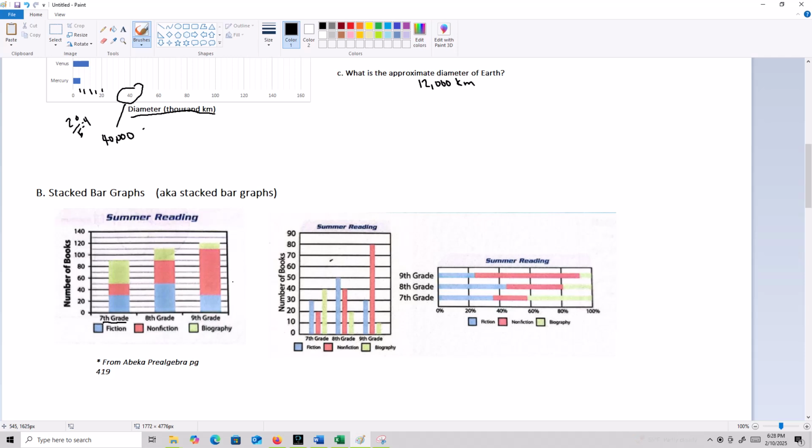The height of the bar is the total of all categories. So the total of all categories for 9th grade is 120. It reaches this major grid line right there of 120.